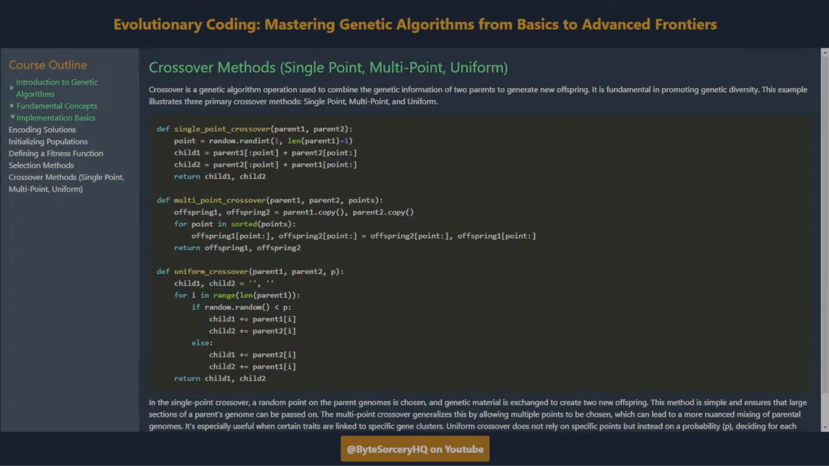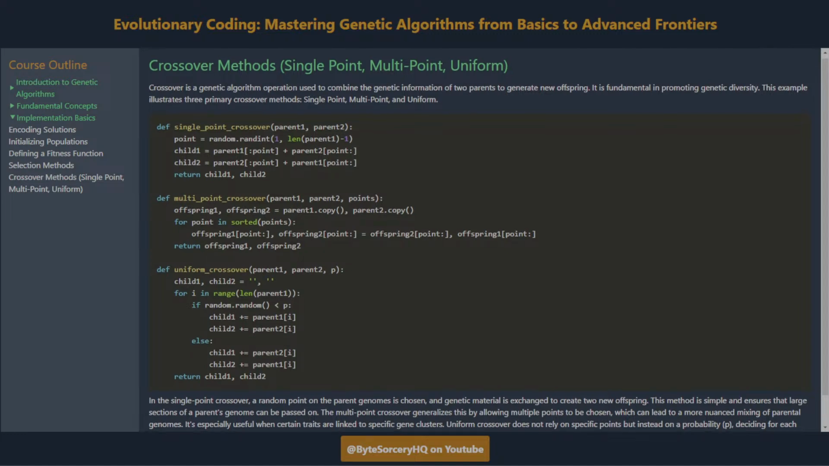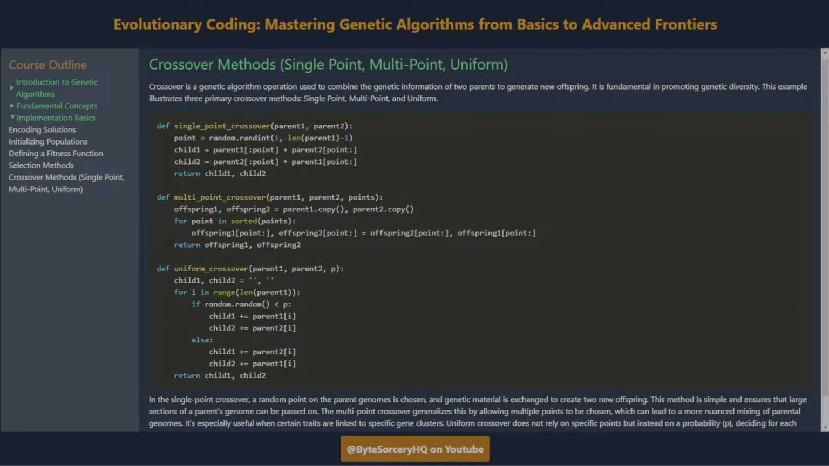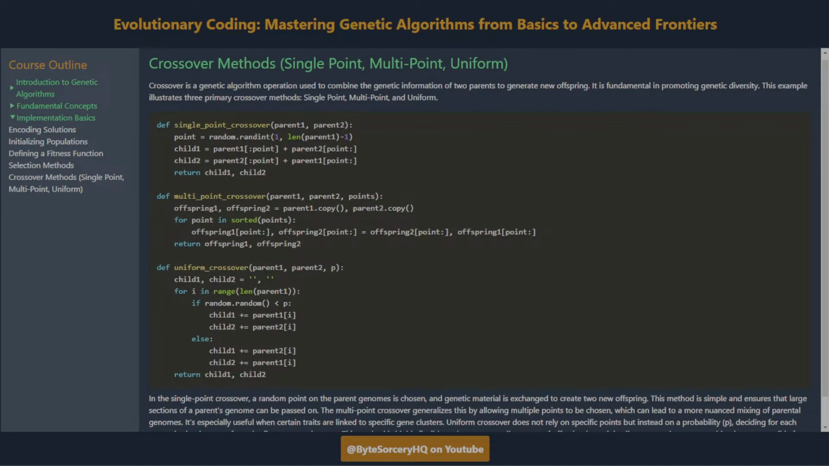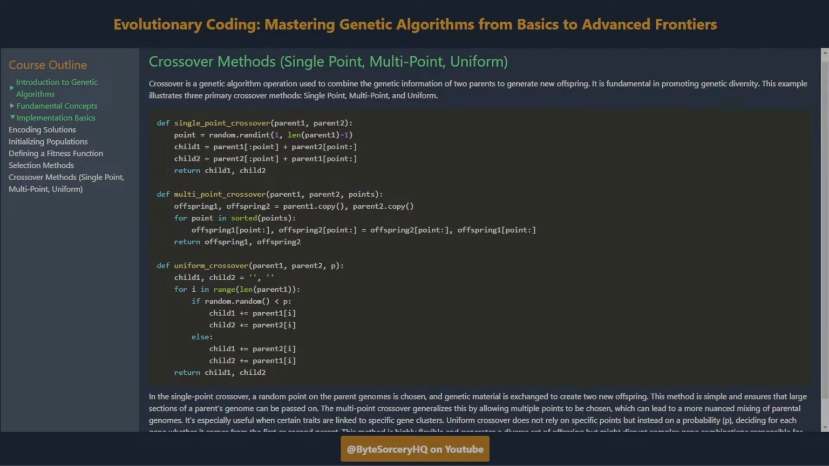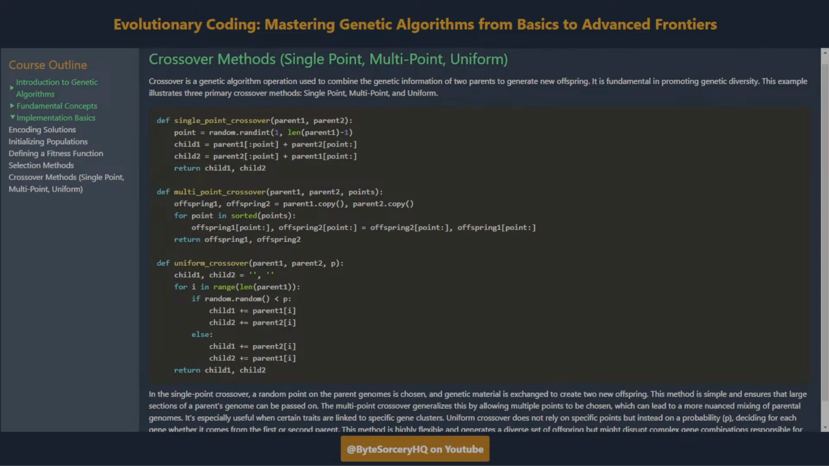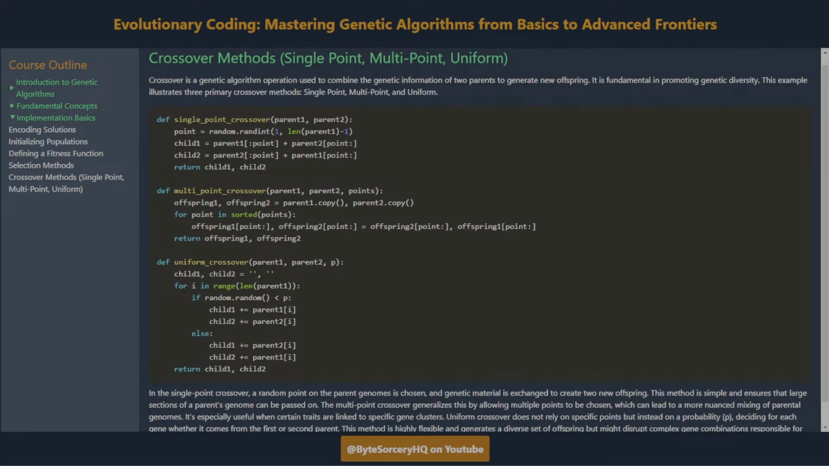Crossover methods: single point, multi-point, uniform. Crossover is a genetic algorithm operation used to combine the genetic information of two parents to generate new offspring. It is fundamental in promoting genetic diversity. This example illustrates three primary crossover methods: single point, multi-point, and uniform.